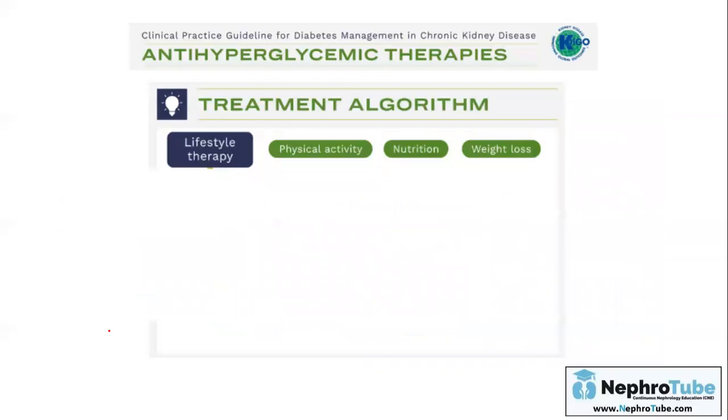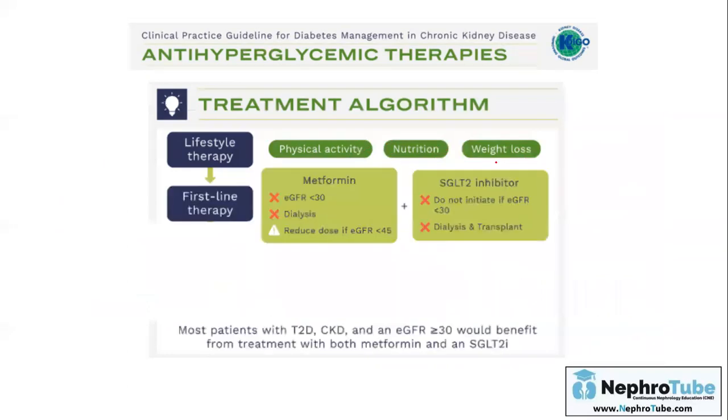Let's go through the treatment algorithm. What is the stepwise approach for management of diabetes in patients with chronic kidney disease? First, lifestyle therapy for all patients: physical activity, nutrition, and for sure weight loss. Then, for medications, the first line therapy for our patients who have chronic kidney disease with diabetes is metformin plus SGLT2 inhibitors.